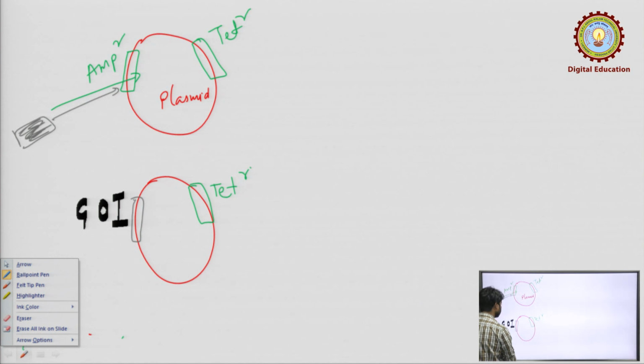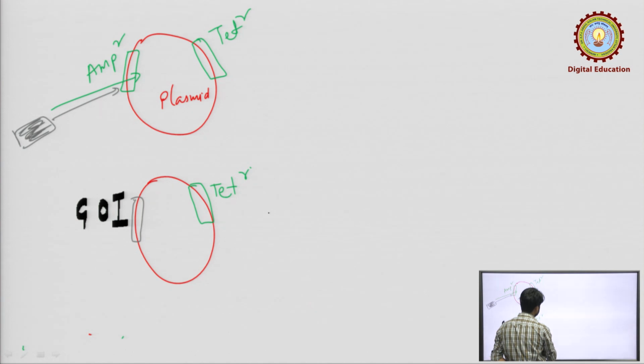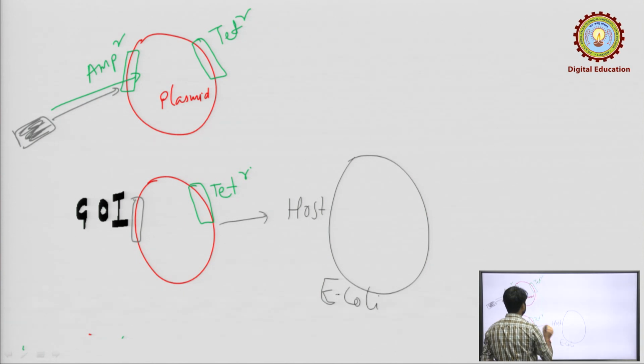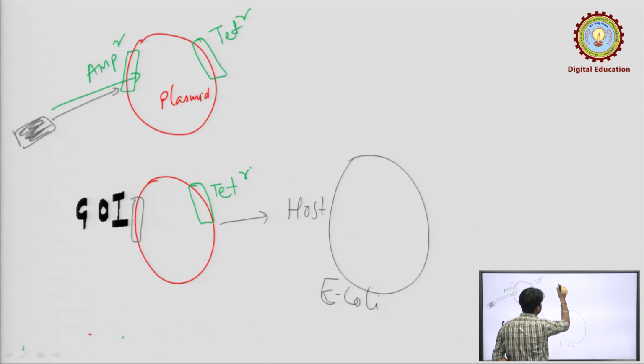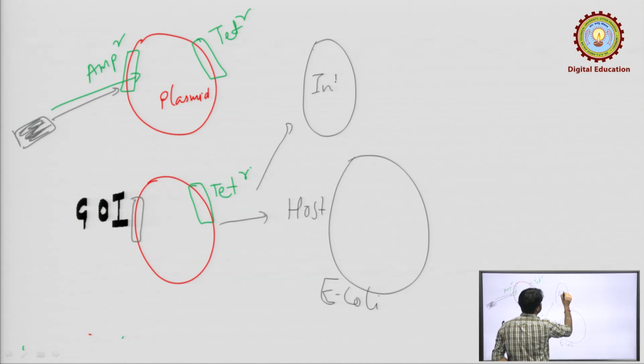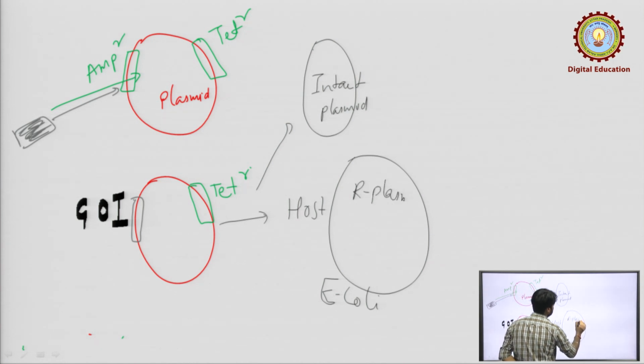After this, we will insert it into the host. The host can be like E. coli. So it is a possibility that the gene of interest is there or is not there. So there are two possibilities. In this we can have an intact plasmid, and in this we have a recombinant plasmid.